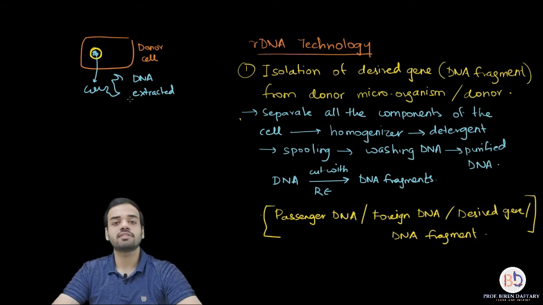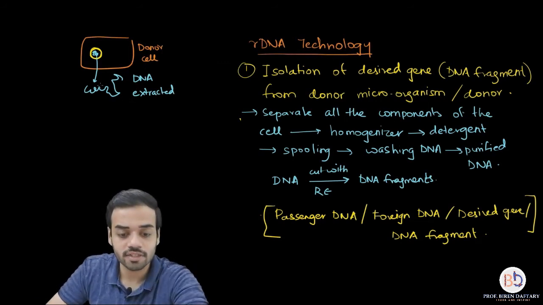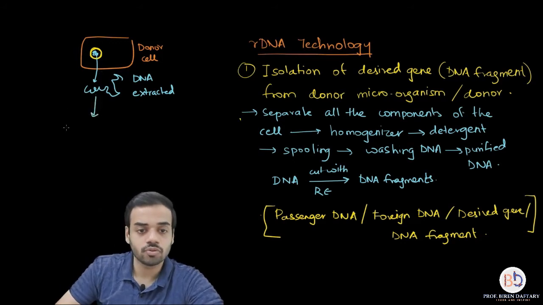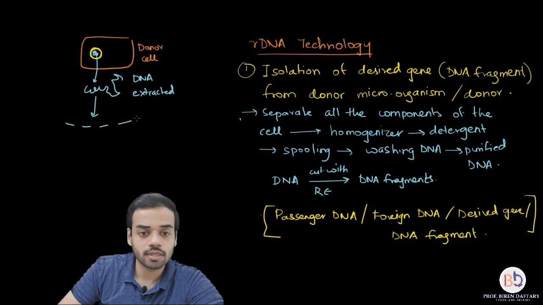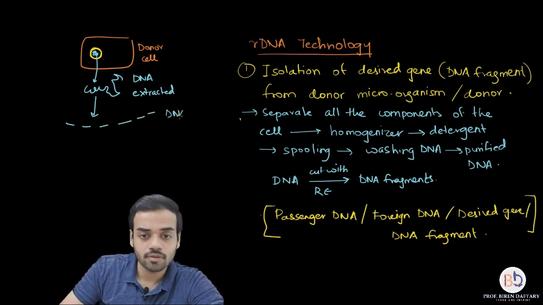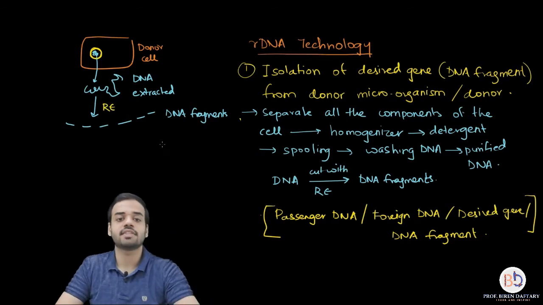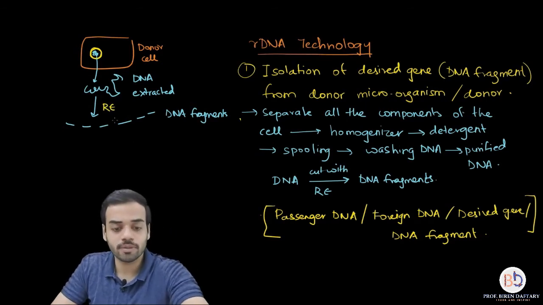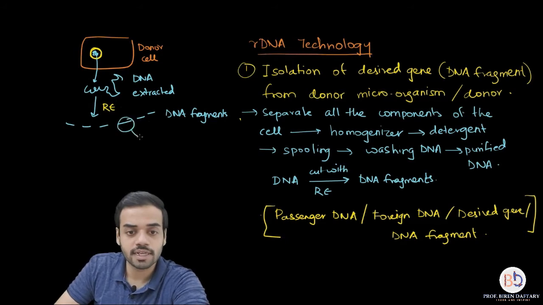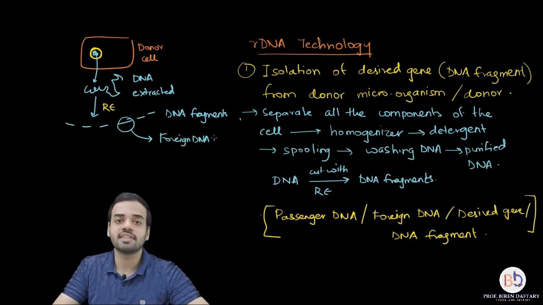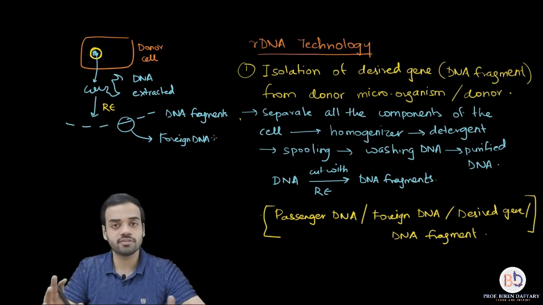From the donor cell the DNA has been extracted, and then we have broken that DNA into many fragments. That has been done by restriction enzymes. So over here I will show restriction enzymes, and out of these fragments, one of them you are going to select as the foreign DNA, or it is also called the passenger DNA, or the desired gene or DNA fragment. Is this clear? Is this first step clear?